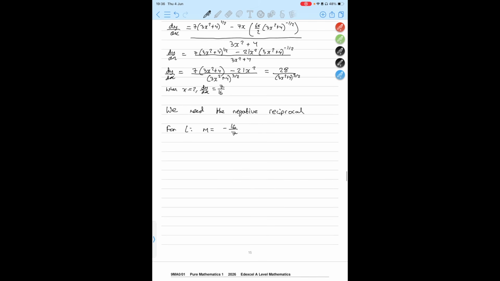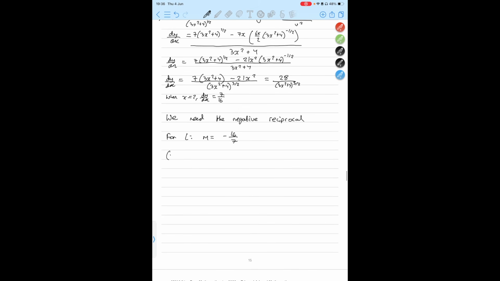Now we're going to use the formula y minus y1 equals m(x minus x1). If you haven't seen this formula, it's literally the same as the gradient formula, but we fix y and we fix x. We could also do it using y equals mx plus c and subbing in points. I'm just doing it this method.